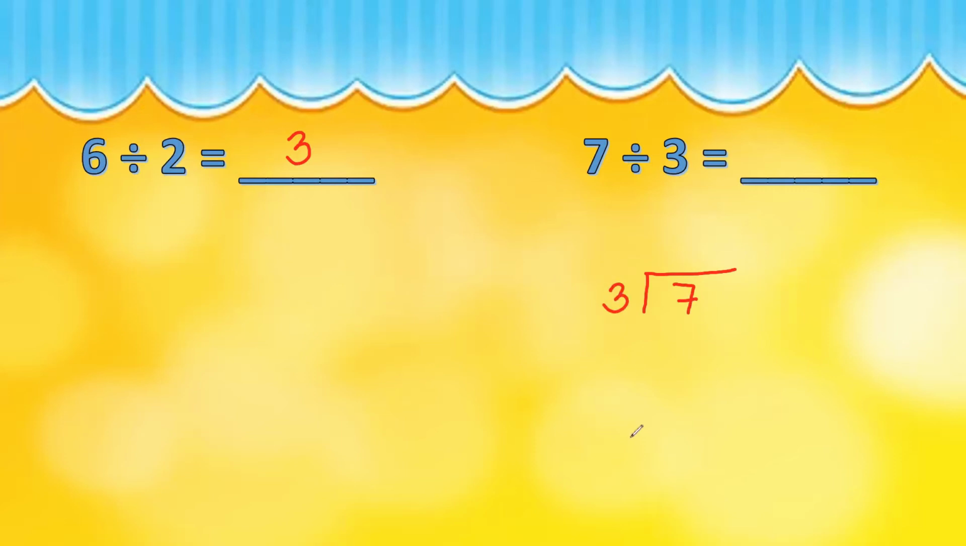7 divided by 3, or how many 3 can you get from 7? The answer is 2. Then let's multiply 2 times 3. That will be equal to 6. And then subtract them to get the remainder. 7 minus 6 is equal to 1. So our answer is 2, remainder 1.